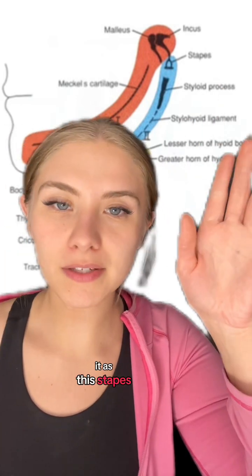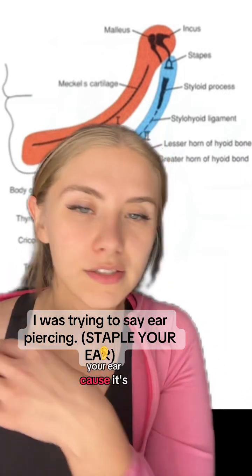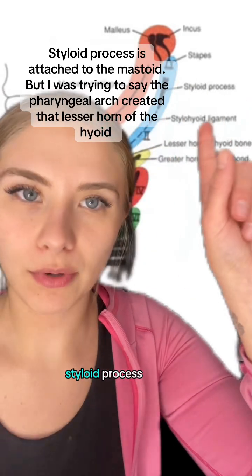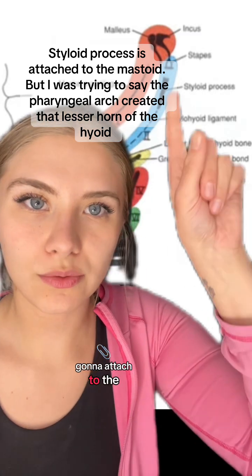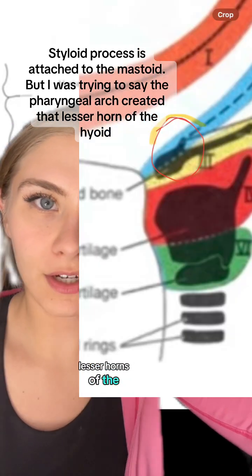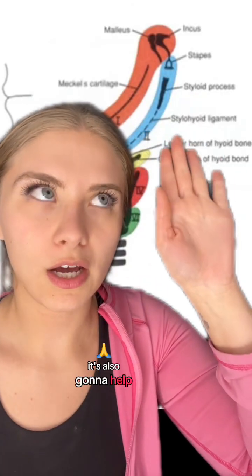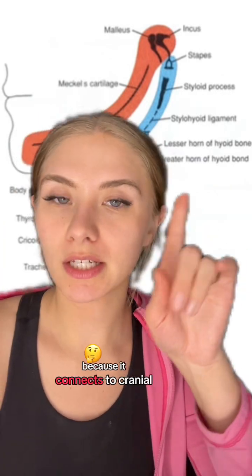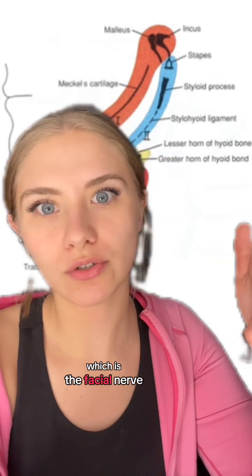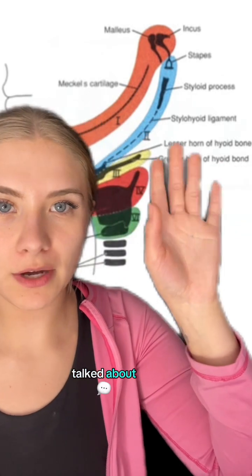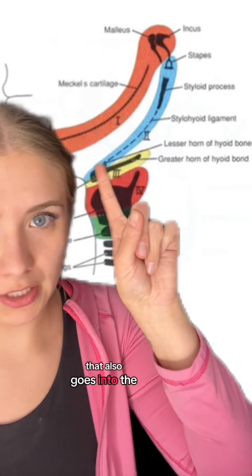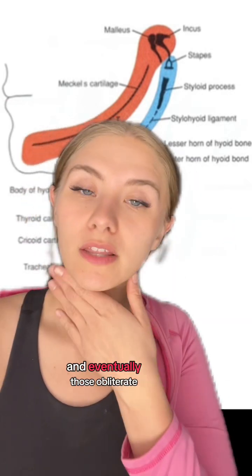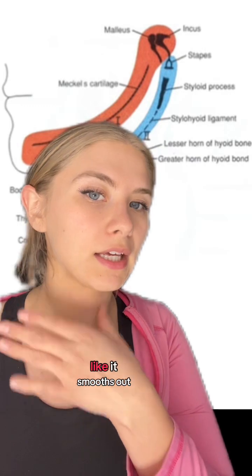It has the stapes. Think about your ear, because it's going to grow the external auditory meatus. It's also going to have a styloid process. It's going to attach to the lesser horns of the hyoid bone. It's also going to help form the palatine tonsils as well. And remember, facial expressions, because it connects to cranial nerve number 7, which is the facial nerve. Number 3, like we just talked about, that also goes into the hyoid bone, but it gets the lesser horns of the hyoid bone. And eventually those obliterate and turn into the neck, like it smooths out the contour of the neck.